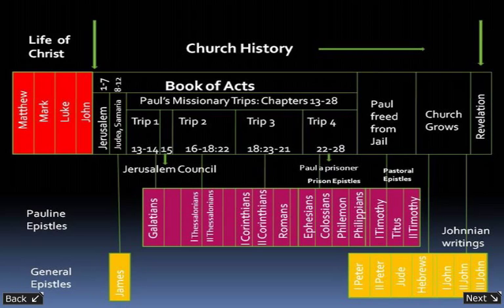So we have the New Testament divided up into the Gospels, the life of Christ. Then we have church history. And then we have the epistles or letters written to the churches and pastors. So we have Christ in the Gospels, church history, and the letters. And we have two types of letters: the Pauline epistles, letters written by Paul, and the general epistles not written by Paul.